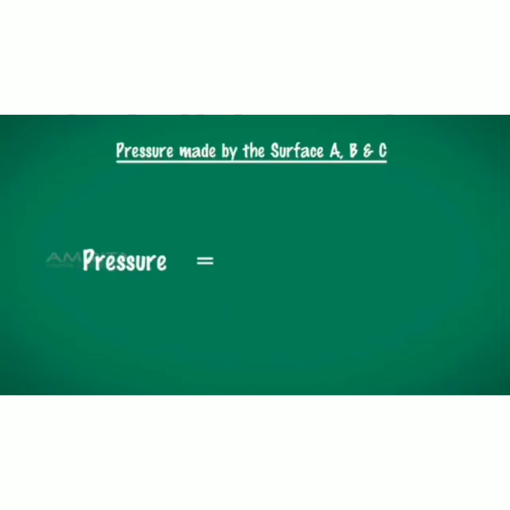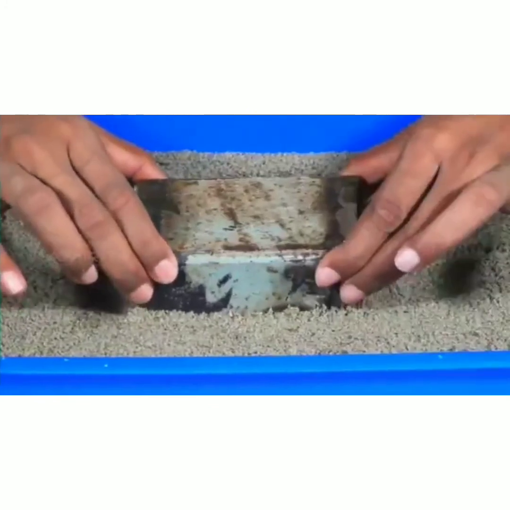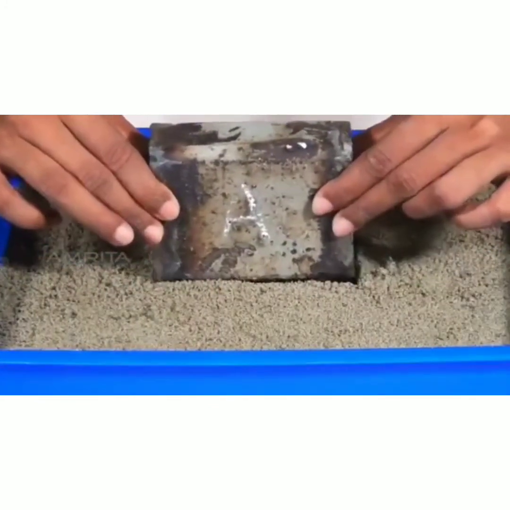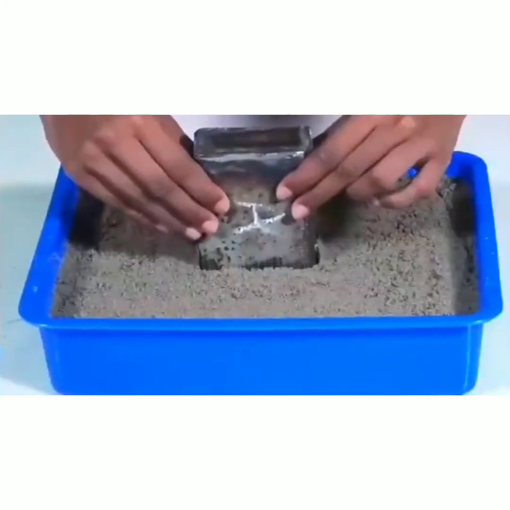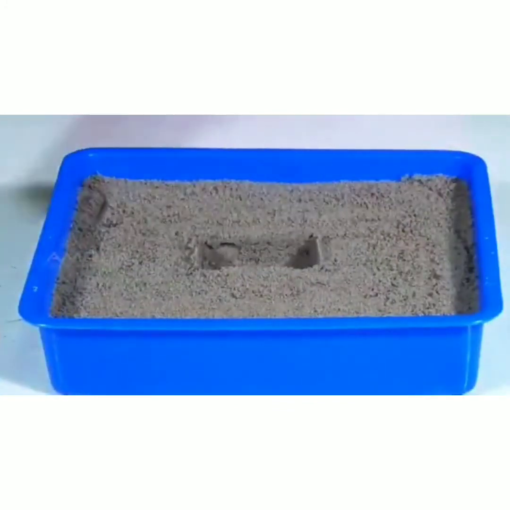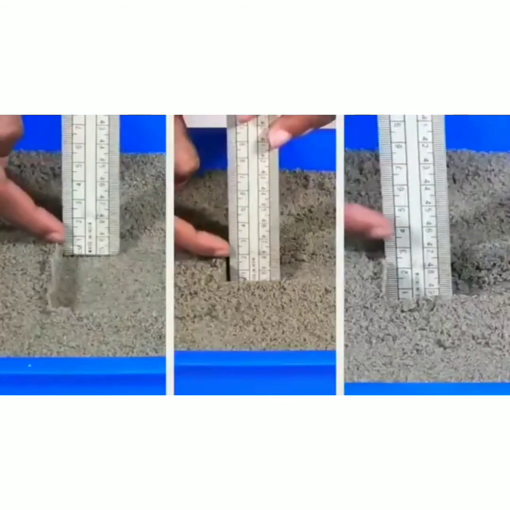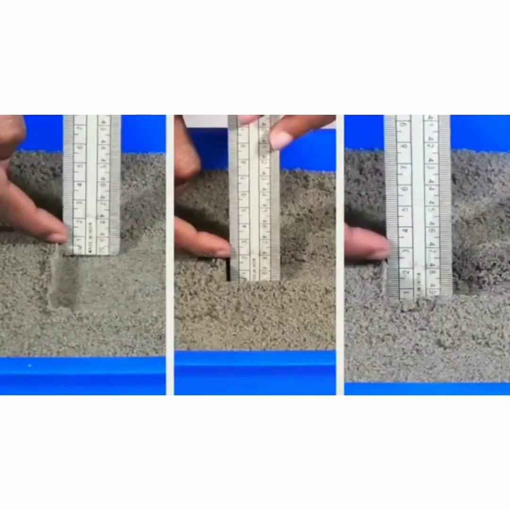Using this formula, pressure equals thrust by area, which equals M into G by L into B. From this experiment, we can infer that the depression in the sand is deeper when the cuboid is placed with its least surface area down, and that the effect of thrust is larger on the small area as compared to the other surface.